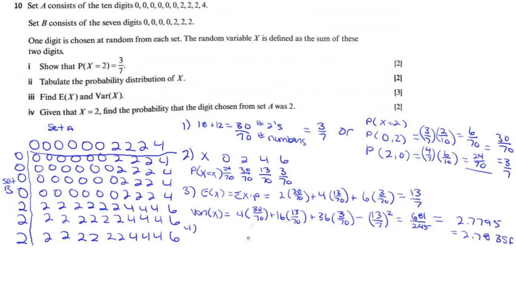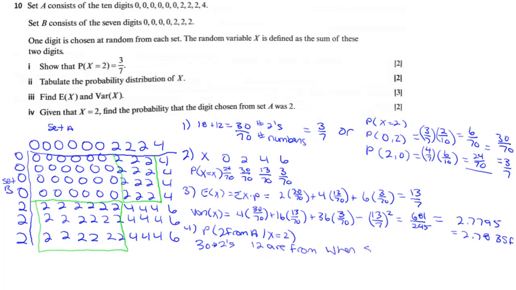Part 4 says given that X is equal to 2, find the probability that the digit is chosen from set A. We can see all the 2s in our table. Here are the 2s, and there are also these 2s over here. Altogether we have 30 2s, and 12 of them occur when set A comes up with a 2. So 12 out of the 30 is our probability, which reduces to 2 over 5. That's the answer to part 4.